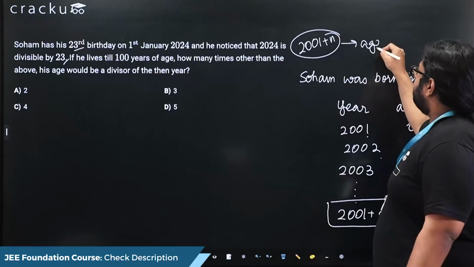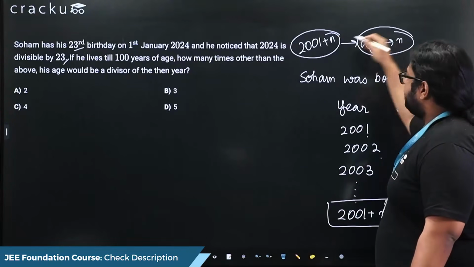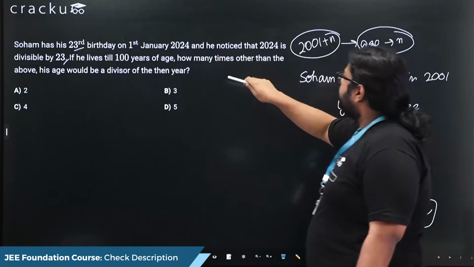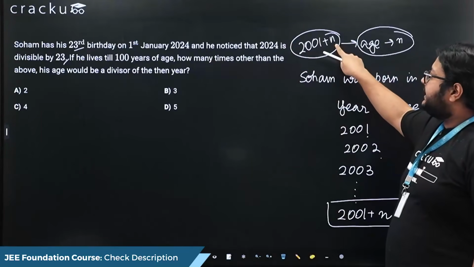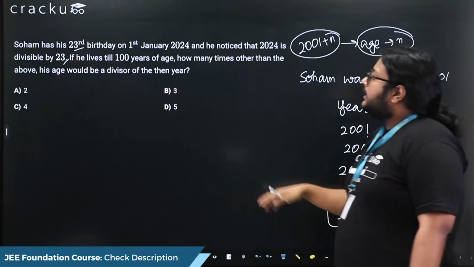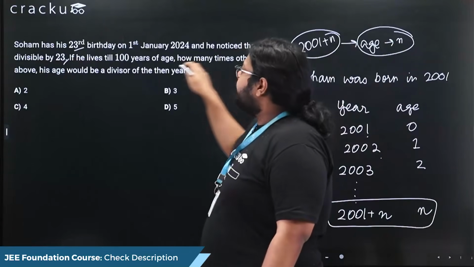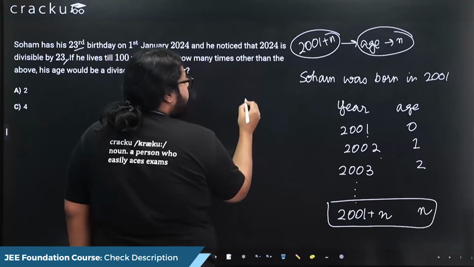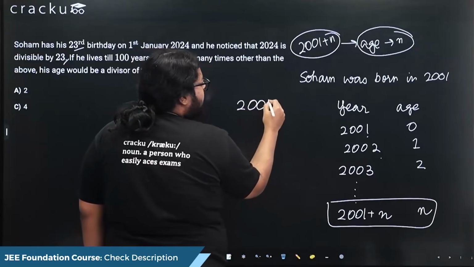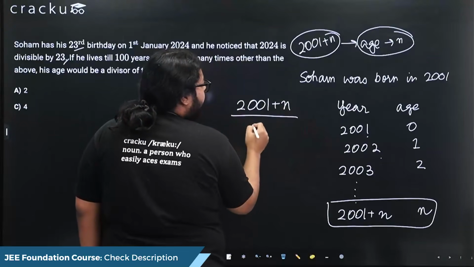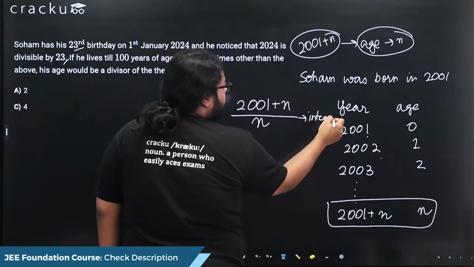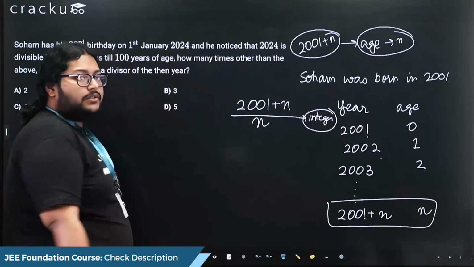And his age is also n. So if you see here, in 2024, which is 2001 plus 23, his age was 23. Now what did he notice? 2024 was divisible by 23. So we basically need to find all the values of n such that (2001 plus n) divided by n gives me an integer. That is what I need to figure out.